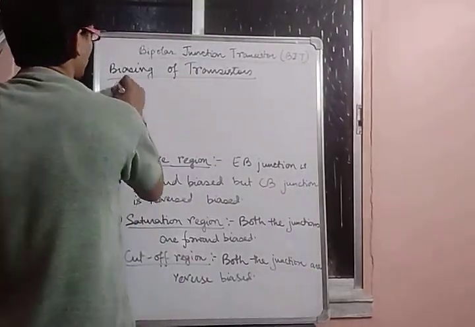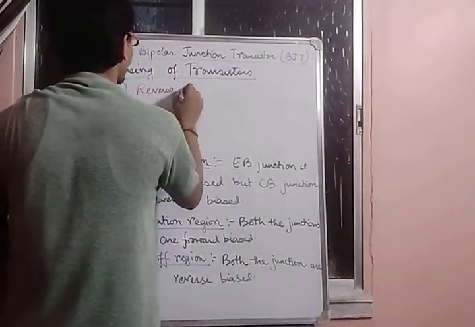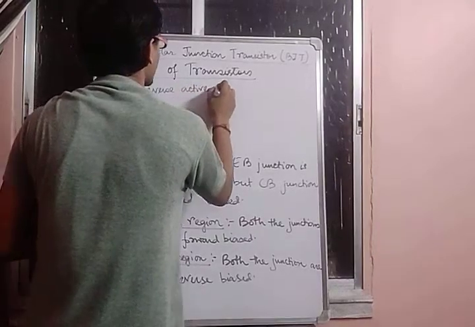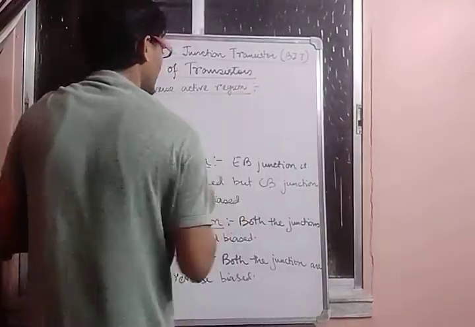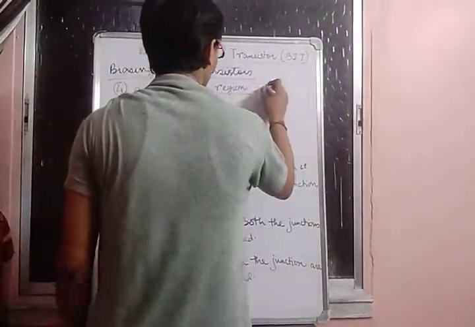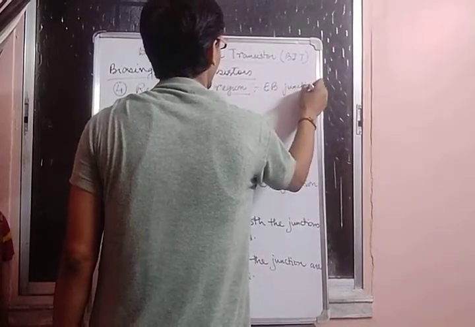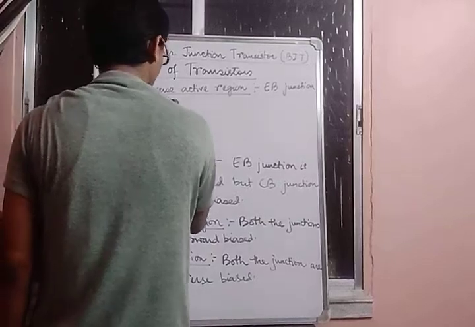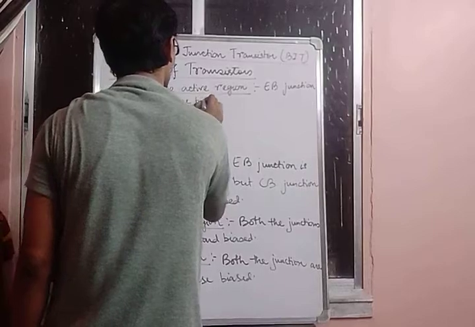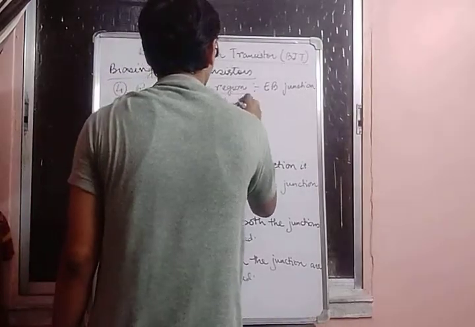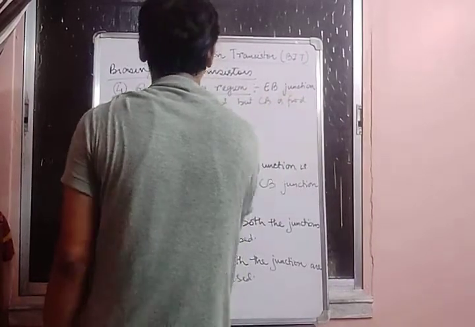Fourth one is a region in which we usually don't operate the transistor. This is basically called the reverse active region. In the reverse active region, your emitter base junction is reverse biased, but collector base junction is forward biased. Transistor is never operated in this reverse active region.